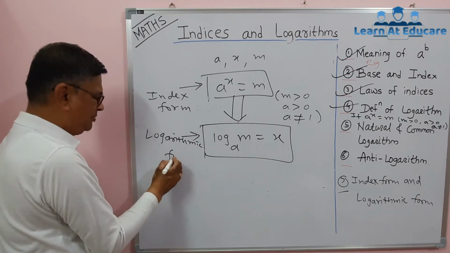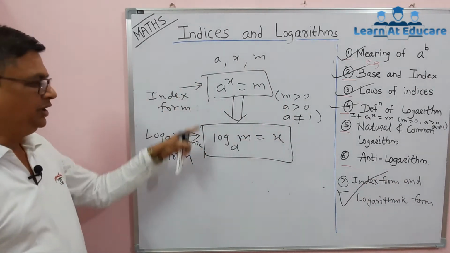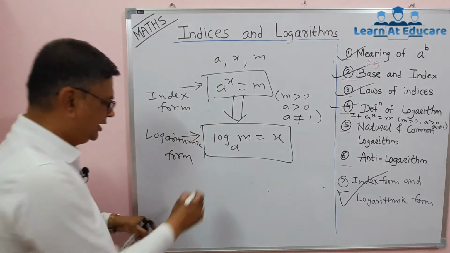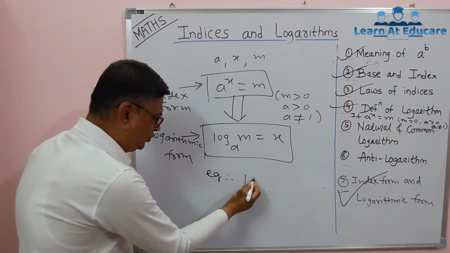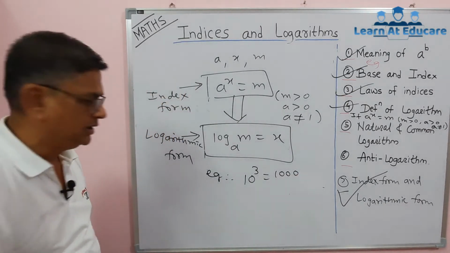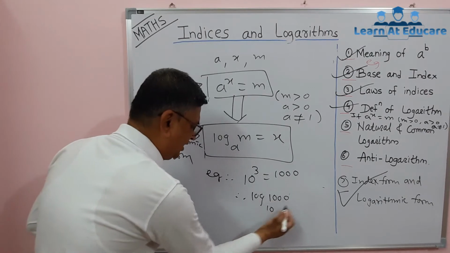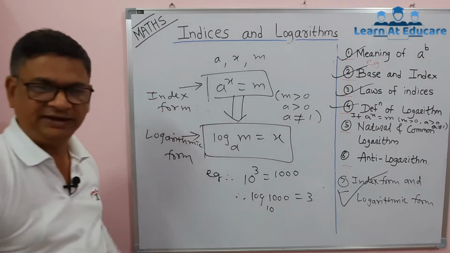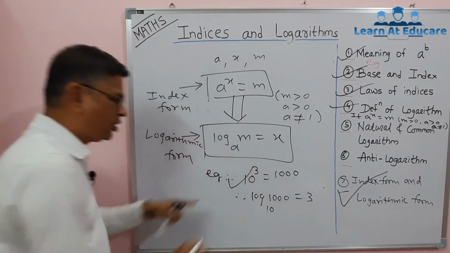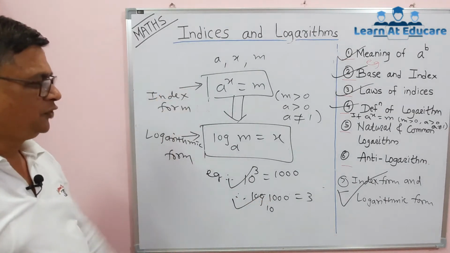I will give its example. So that is the index form and logarithm form. If we take an example, as you know, 10 raised to 3, means 10 cube, equal to 1000. Therefore, log of 1000 to the base 10 is equal to 3. It is like this. So this is the index form, and this is what is called the logarithm form. So that is the definition of logarithm.